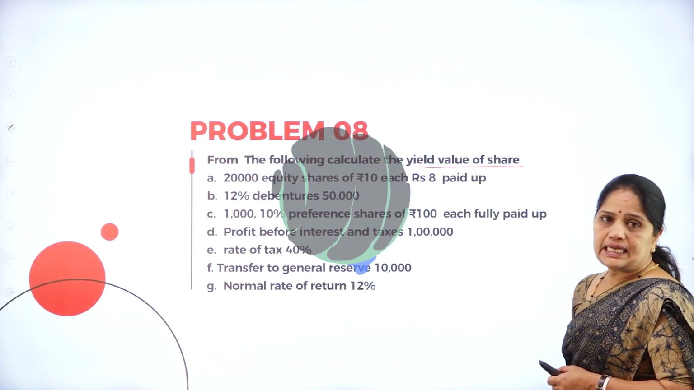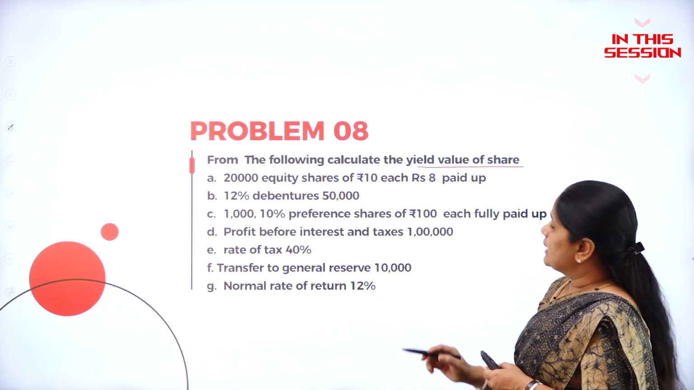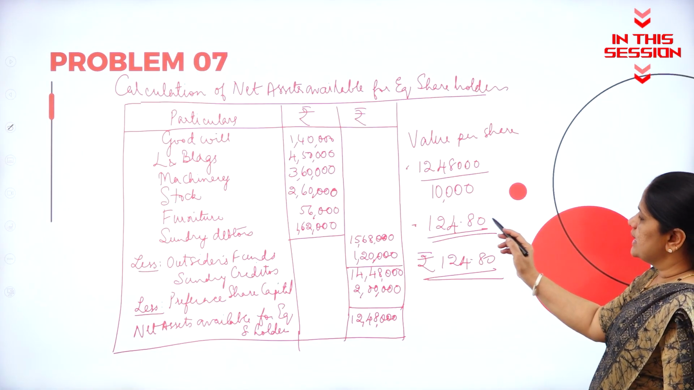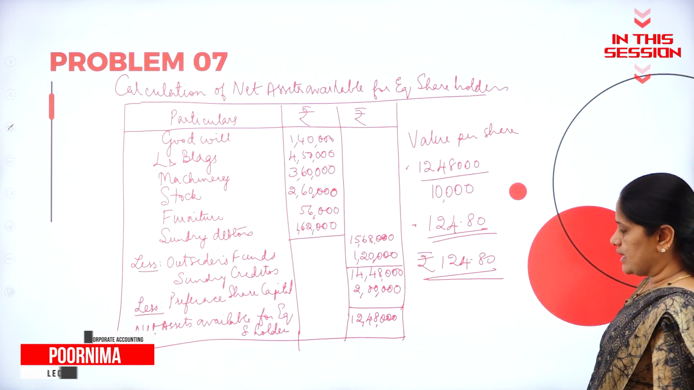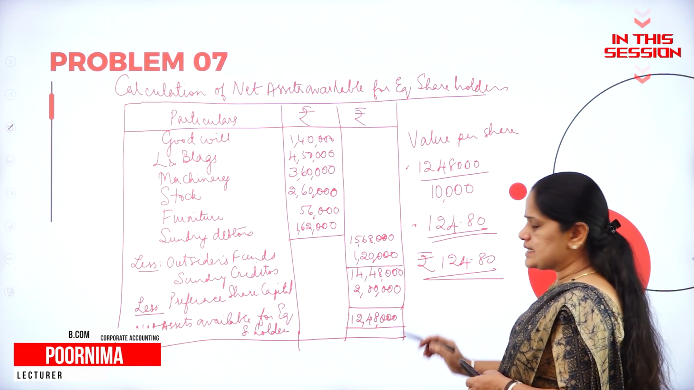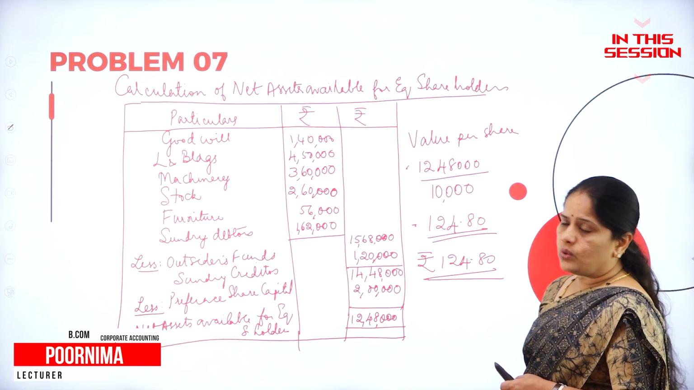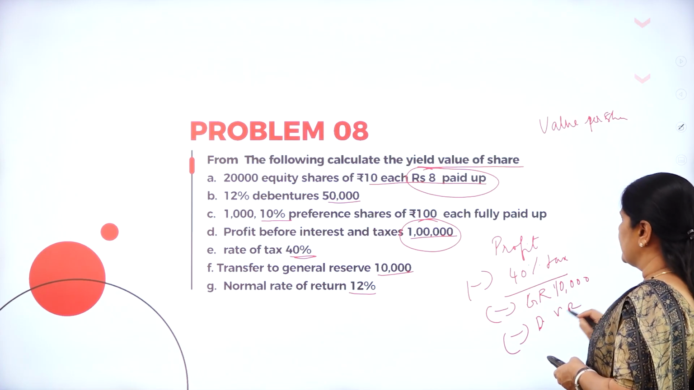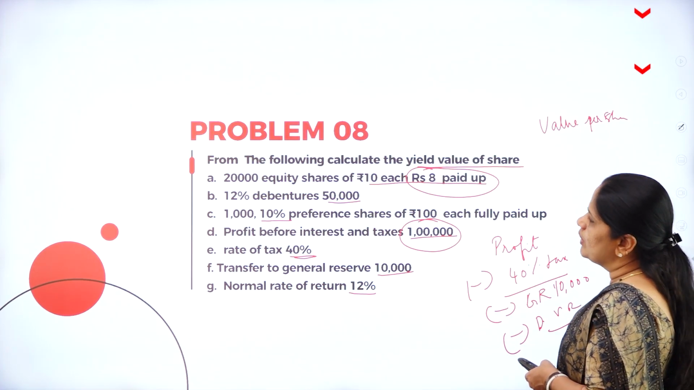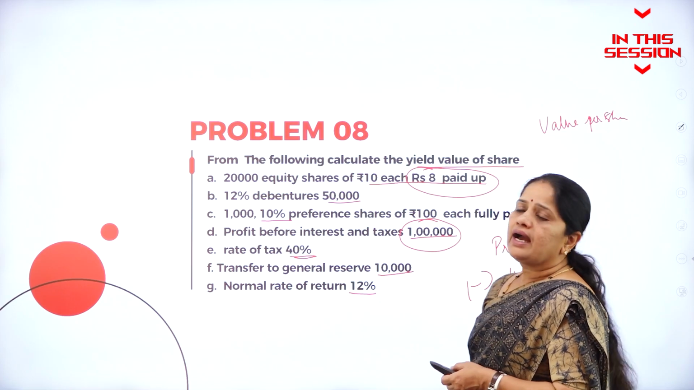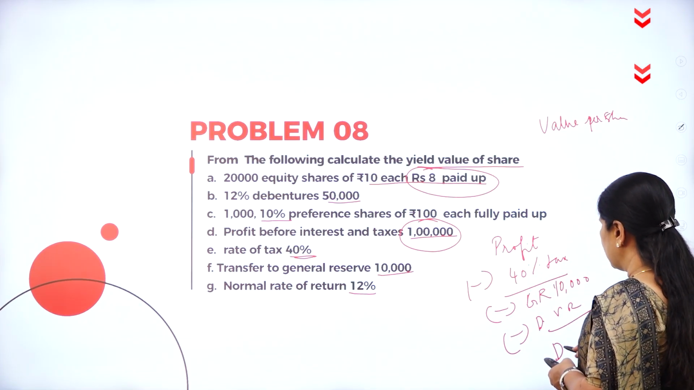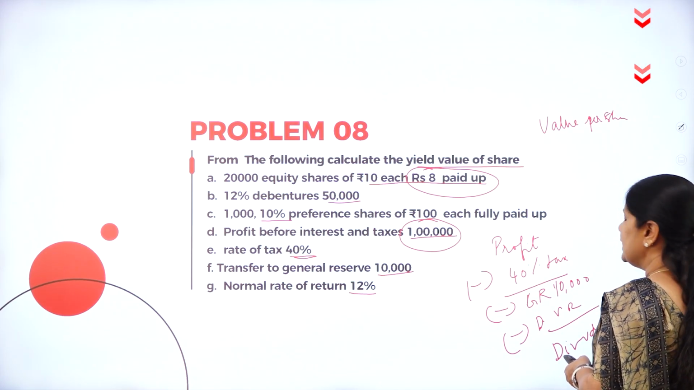How do we calculate the yield value? Yield value is calculated based on the profits. The value per share is 124 rupees 80 paisa. So when we divide the assets available for the equity shareholders by the number of equity shares, dividend to preference shareholders, then whatever amount remains, out of that I have to pay to the equity shareholders, that is the dividend payable to the equity shareholders.